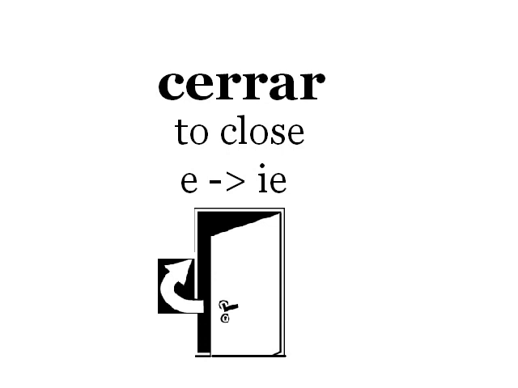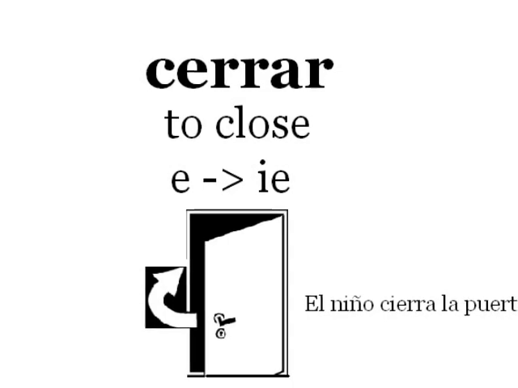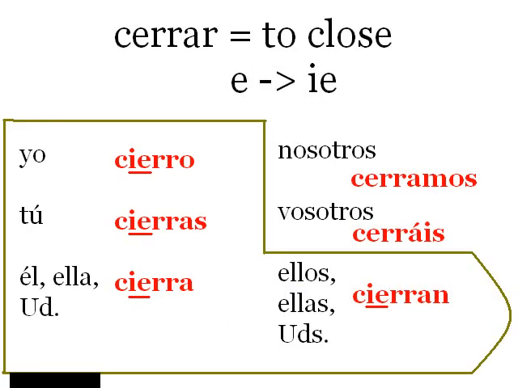Cerrar. To close. Repita. Cerrar. El niño cierra la puerta. The little boy closes the door. Yo cierro. Tú cierras. Él, ella, usted cierra. Nosotros cerramos. Vosotros cerráis. Ellos, ellas, ustedes cierran.